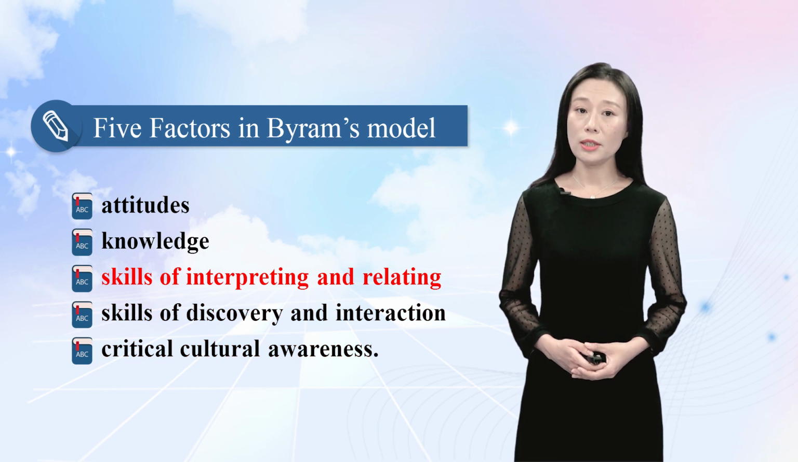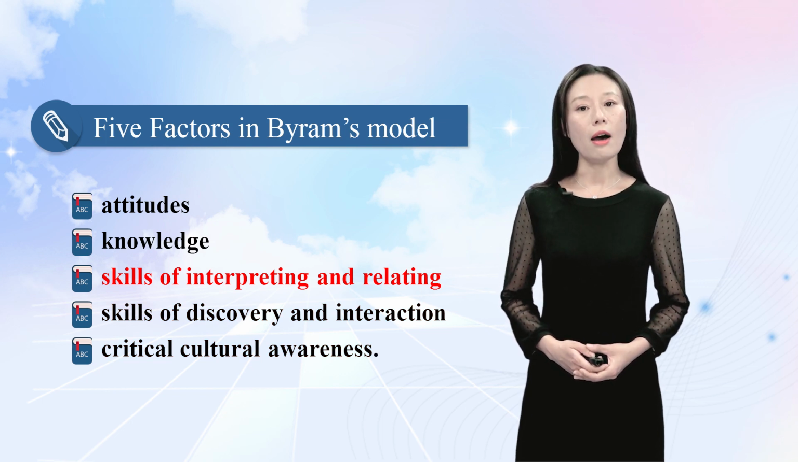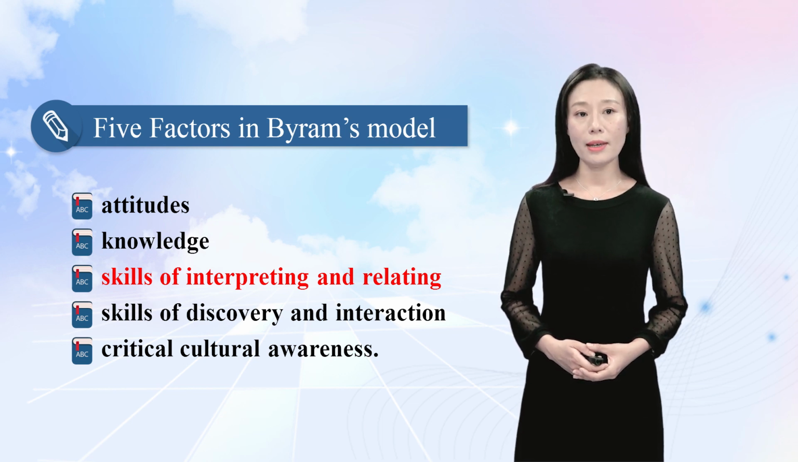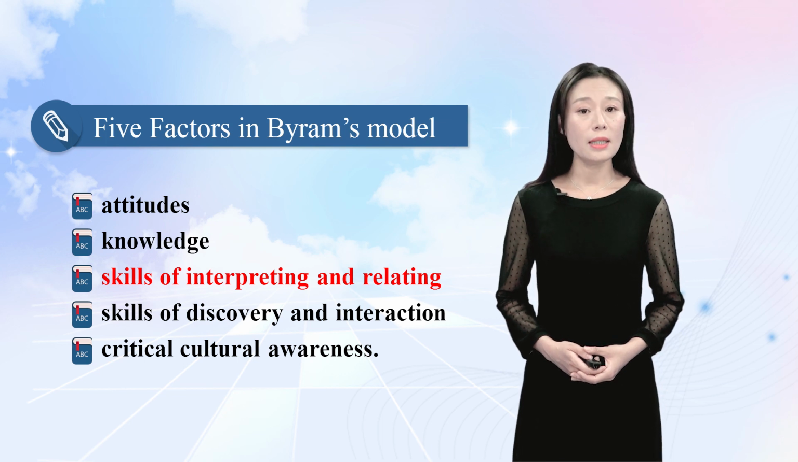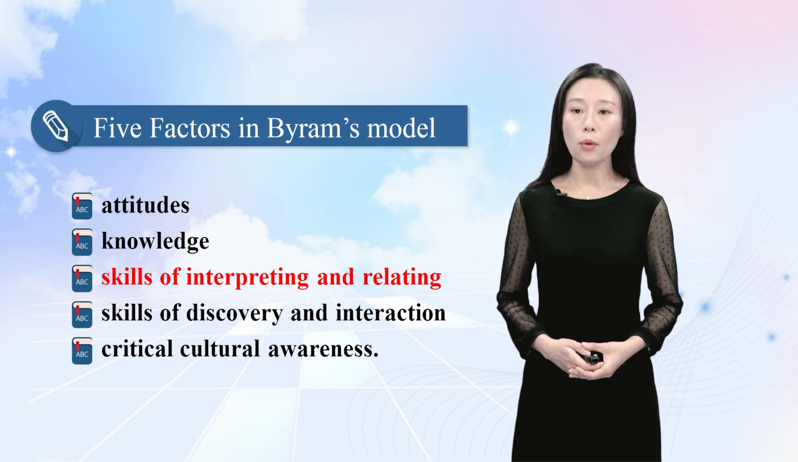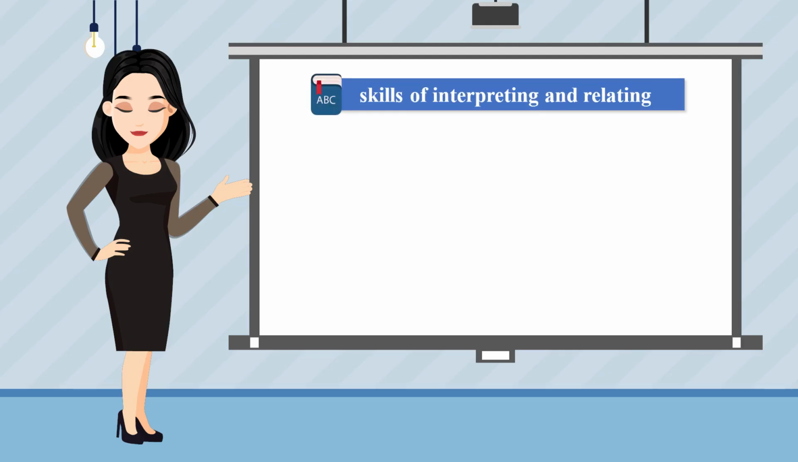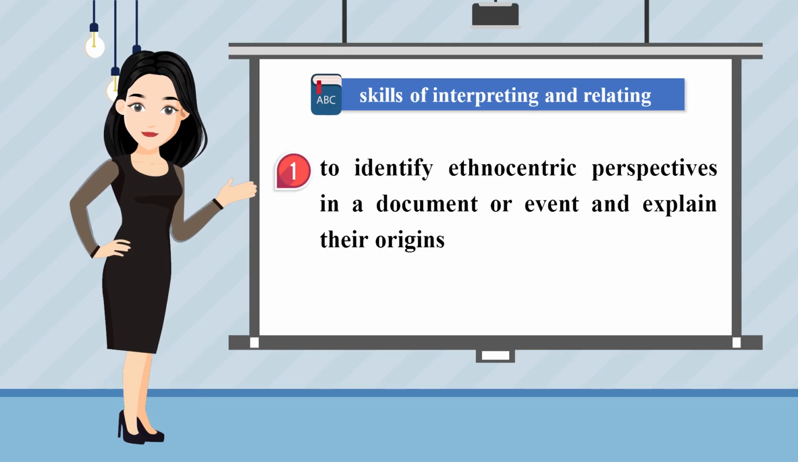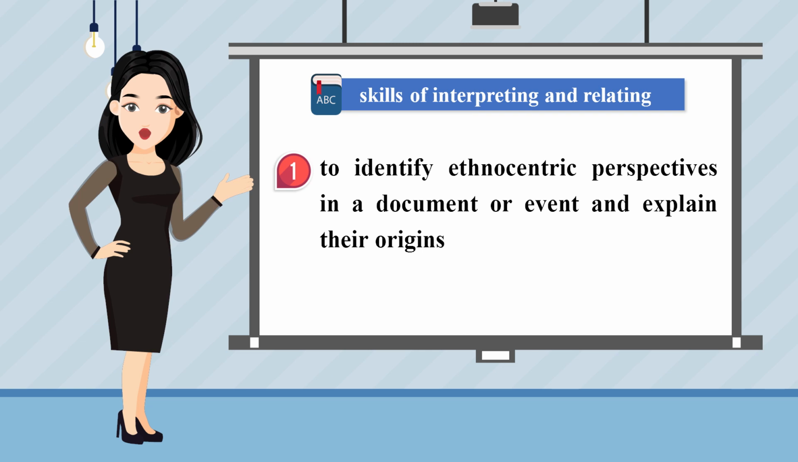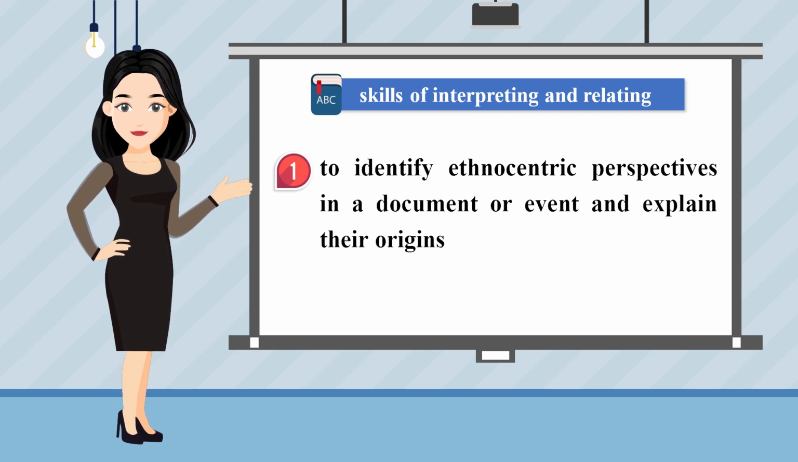The skills of interpreting and relating are the ability to interpret a document or event from another culture, to explain it and relate it to documents or events from one's own. The first objective of this factor is to identify ethnocentric perspectives in a document or event and explain their origins.